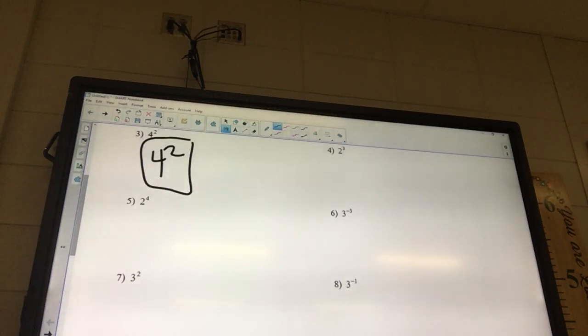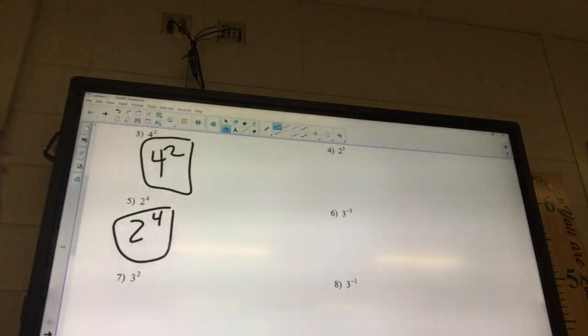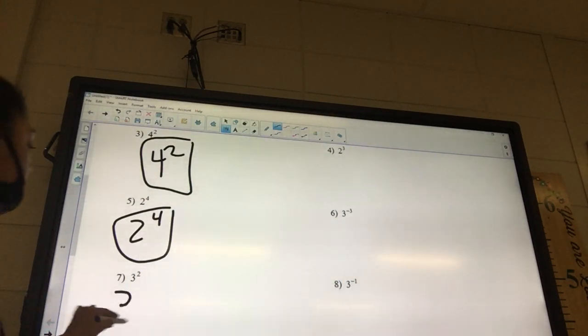Okay, look at 5. Does it have any negative exponents? No, so we leave it the same. 7. No negative exponents. We leave it the same.